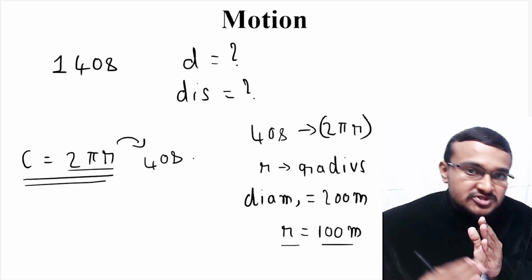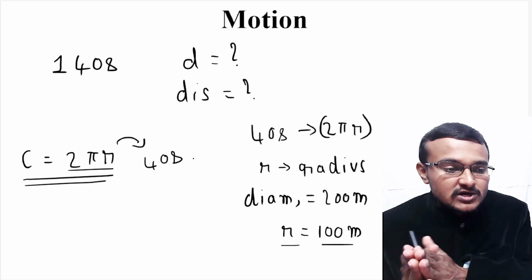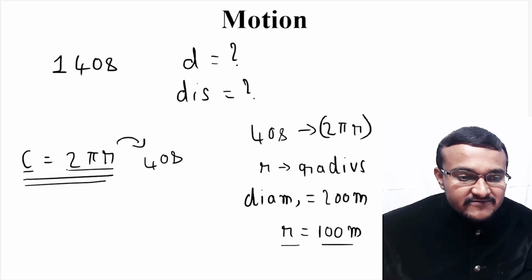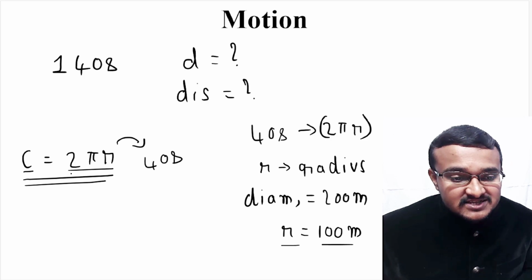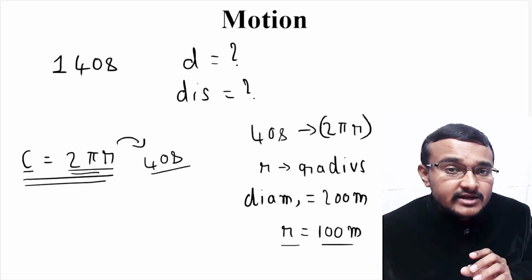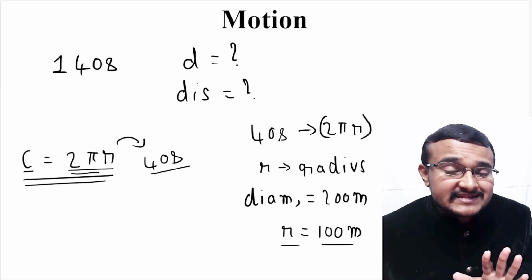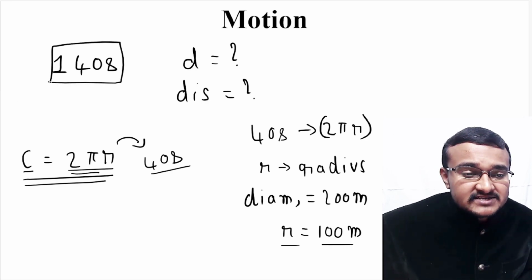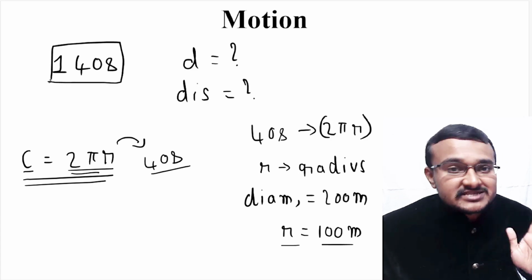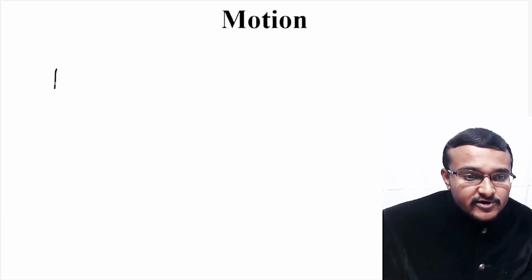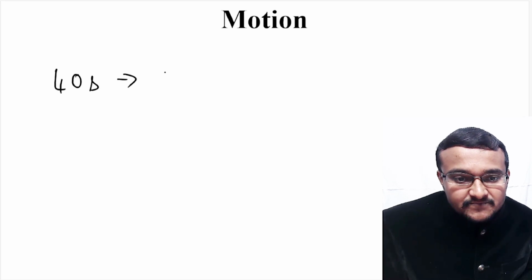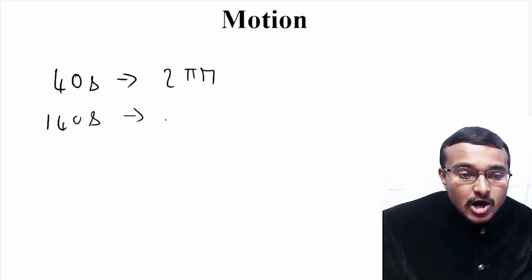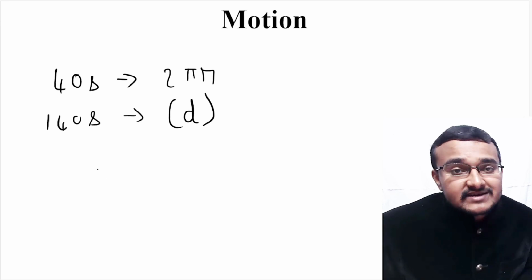To reach the initial position, he takes 40 seconds. That means to cover that entire circular path, he takes 40 seconds. So this circumference, that is 2 pi r distance, he covers in 40 seconds. Now we have to calculate the total distance the athlete covers in 140 seconds, because 2 minutes 20 seconds means 140 seconds. In 40 seconds, the athlete covers 2 pi r distance. In 140 seconds, how much distance will he cover is the question.